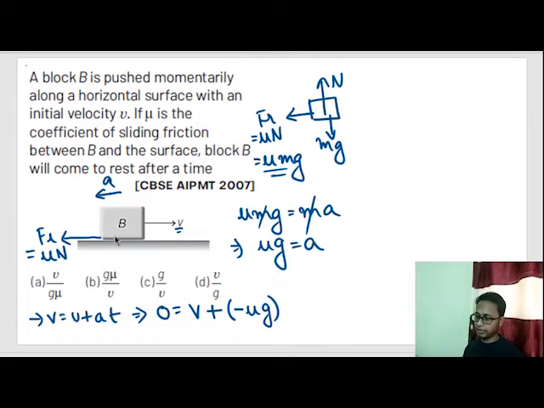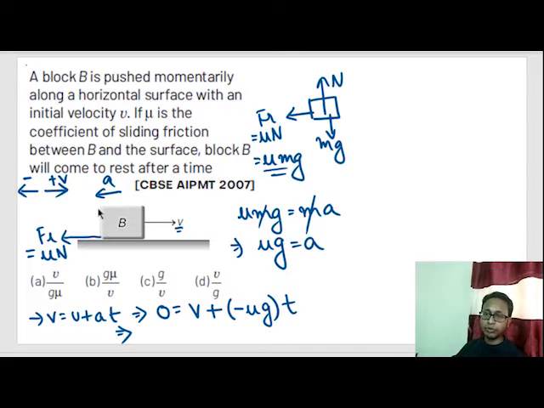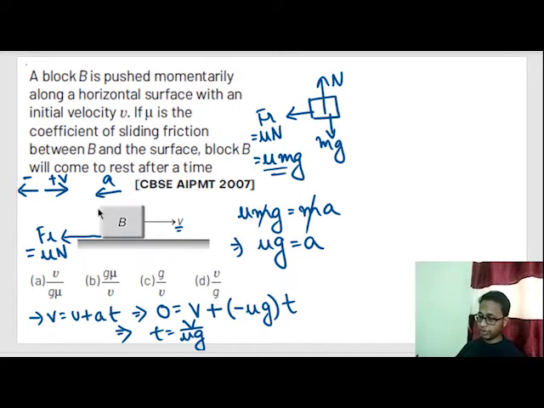Why? Because whenever velocity and acceleration are in opposite directions, we take one to be positive and the other to be negative. I taught you in kinematics that whenever they are in opposite directions, it is always better to use this convention, into t. From this, t comes out to be v by mu g. So our correct option is option number A.